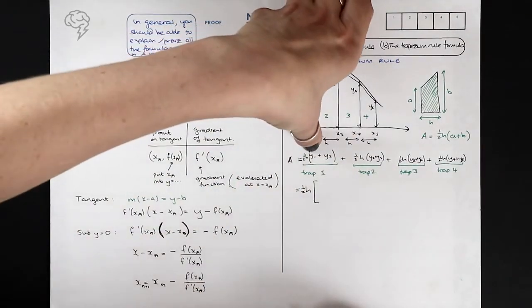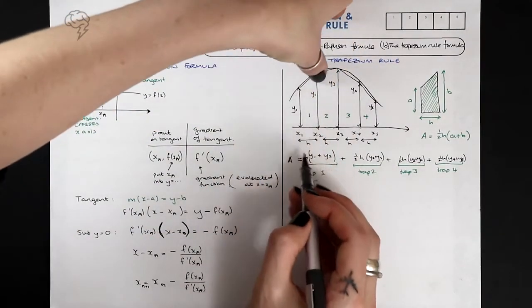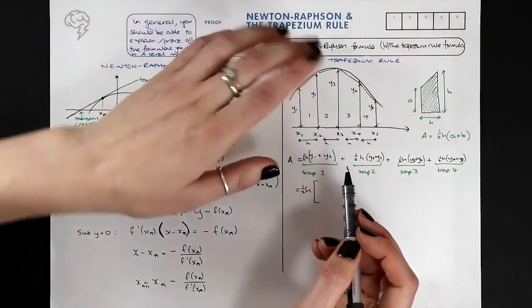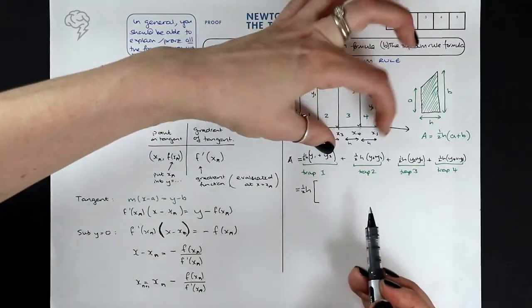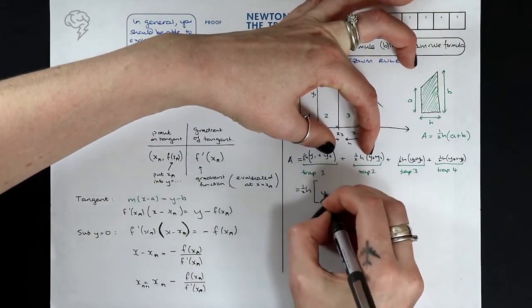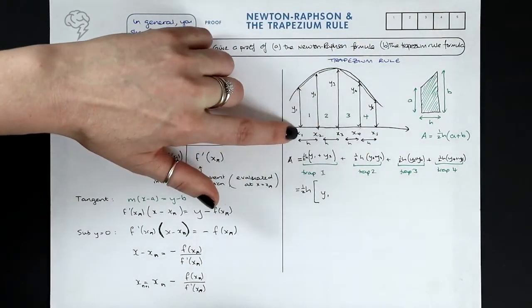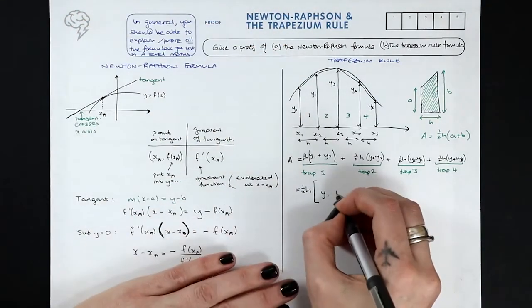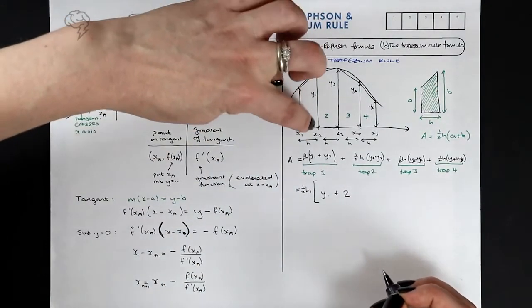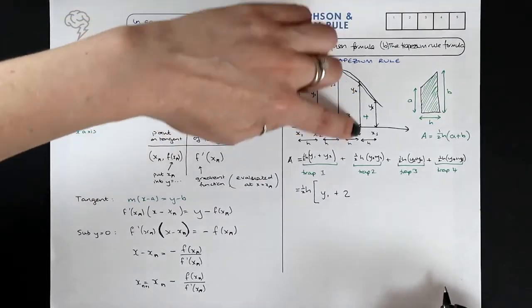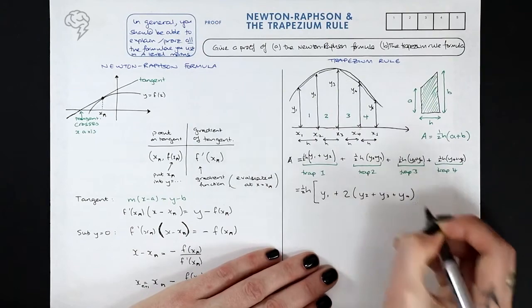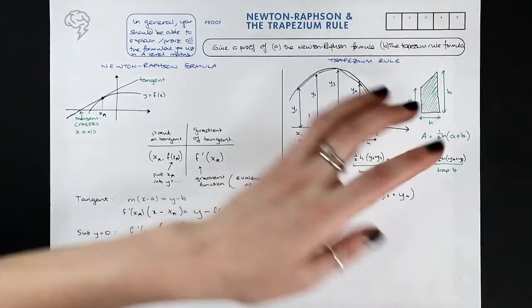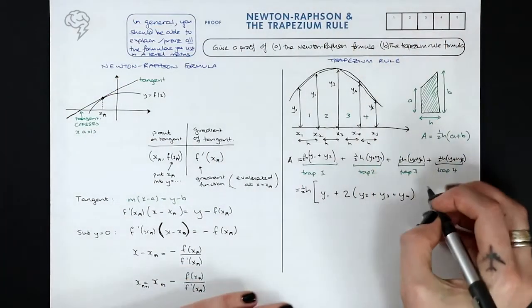And then look, I've got y1 and y2, because this one here is the right-hand side of trapezia 1 and the left-hand side of trapezia 2, so it features there and there. So the first one only features once because it's the left-hand side of trapezia 1 and that's it. Then this one is a right-hand side and a left-hand side. This is a right and a left, this is a right and a left, so we get 2 of all of those. But then that, y5, is only the right-hand side, so there's only one of those.